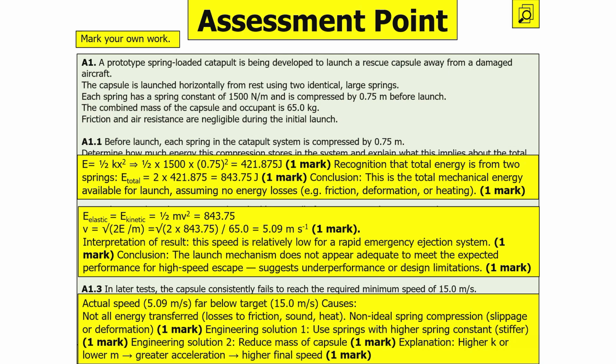There's compression on the spring, and also we could use springs with a high spring constant so it's stiffer, or we could reduce the mass of the capsule. Now the higher spring constant or lower mass would lead to a greater acceleration from the same resultant force, leading to a higher speed for the capsule.